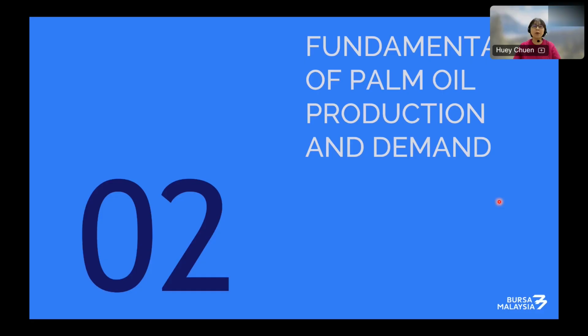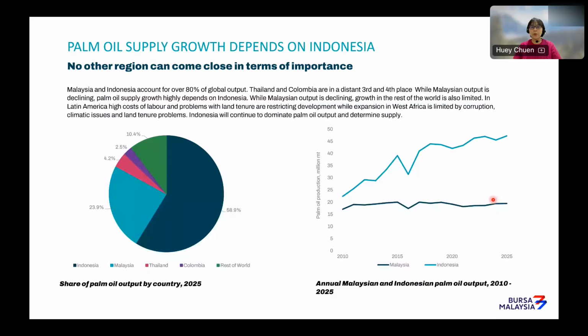So now we move on to the key topic of today. What are the fundamentals of palm oil production and demand? So we'll go into the trends of this. I think palm oil supply is highly dependent on Indonesia. So I have pulled out bar charts of the key palm oil producing countries. You can look at it.